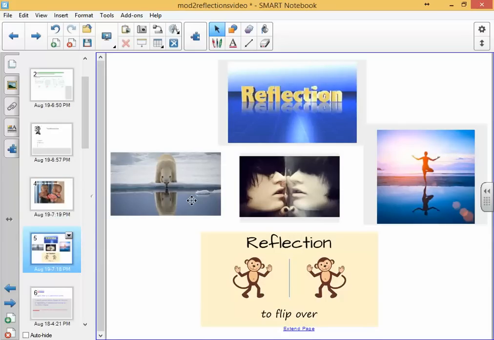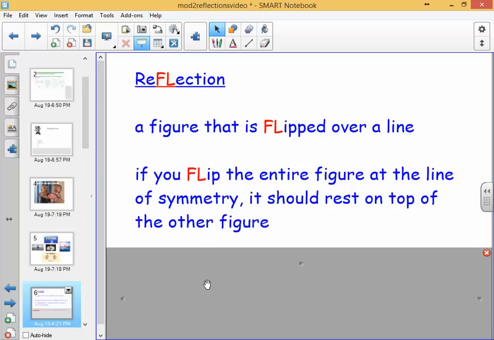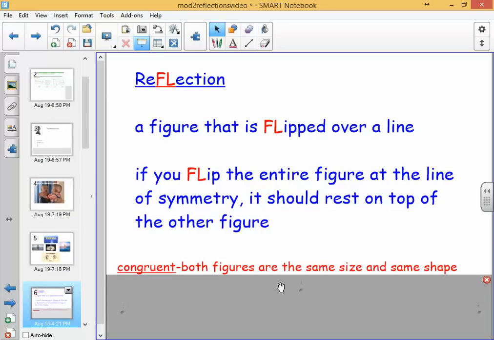Here are some more pictures of a reflection. Okay, we have some horizontal lines where they see it underneath them, or we have some vertical lines of symmetry where it's across or next to them. These are all examples of reflections. So reflection, if you look at the word, highlights an FL. So the FL reminds me that a reflection is a figure that is flipped over a line. So if you flip the entire figure at the line of symmetry, it should rest on top of the other figure. So a reflection is a flip.